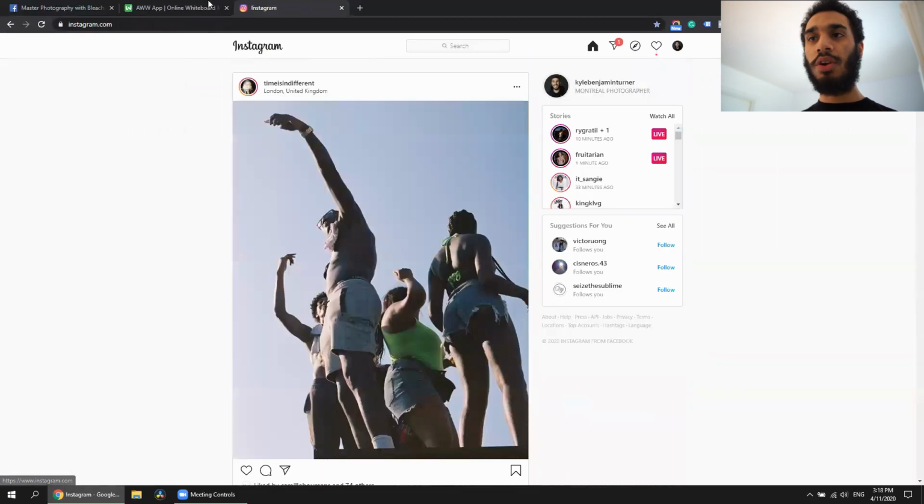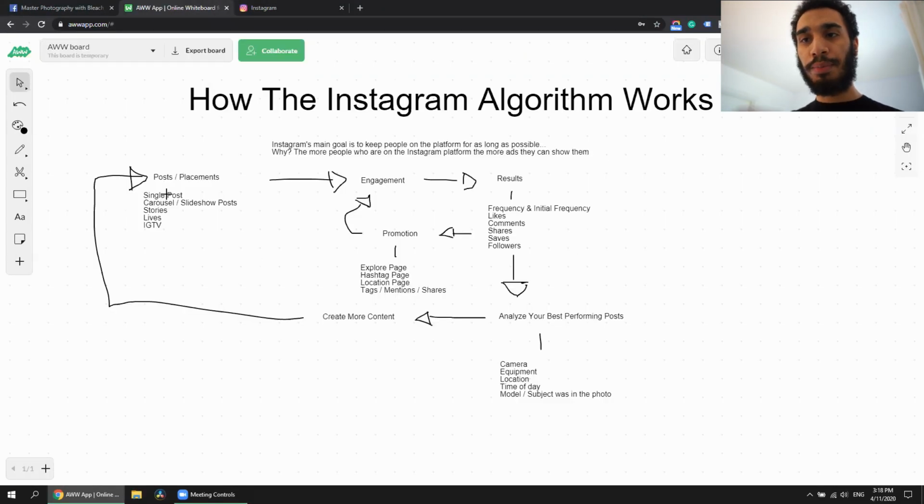Basically, if you're using Instagram like this, if you're putting posts, single posts, slideshow posts, stories, lives, IGTVs, you're actually going to get engagement. Instagram's going to see that you're getting these results and promote you if you're getting a lot of these results. The most important one that you really want to focus on is frequency and initial frequency, though, because although you might get a lot of likes, comments, shares, if you're not frequent, Instagram is not going to promote you that often.